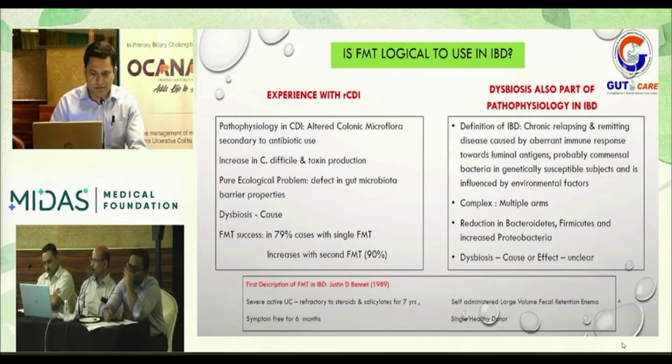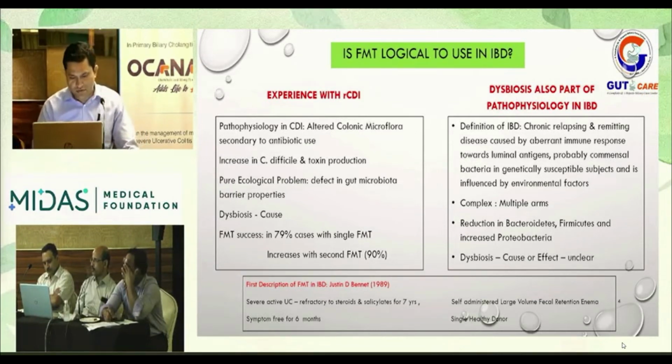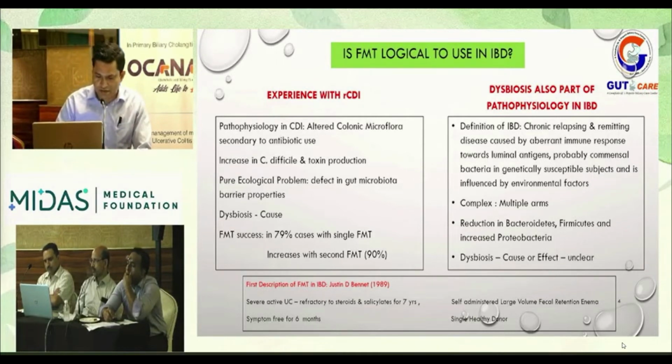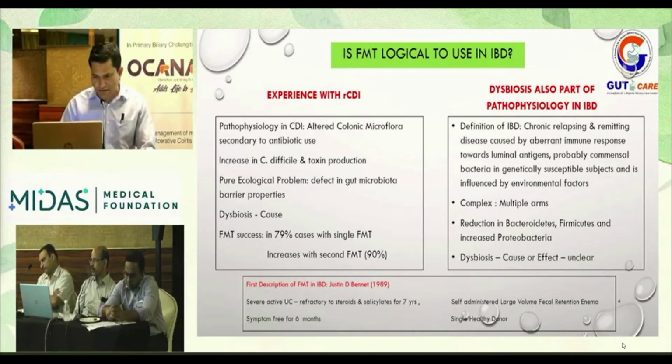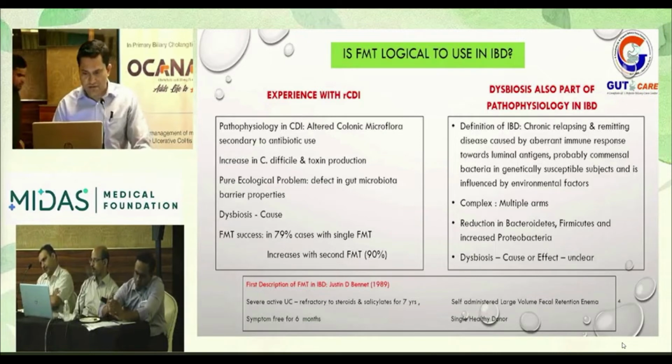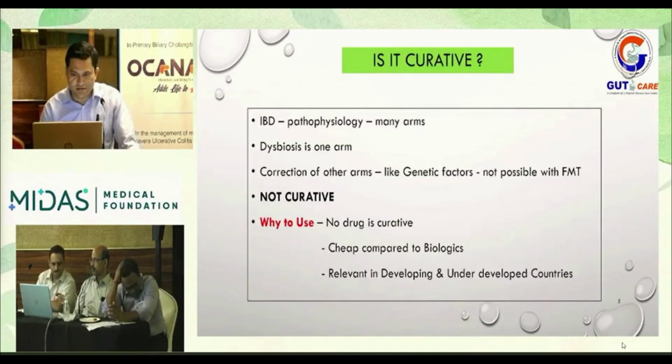to use in IBD. The first description of this use comes from a patient, Justin D. Bennett, who was suffering from severe active UC which was refractory to steroids and salicylates for more than 7 years. He used a self-administered large volume fecal retention enema from a single healthy donor and was symptom-free for 6 months. This formed the basis of experimenting with FMT in other IBD cases.